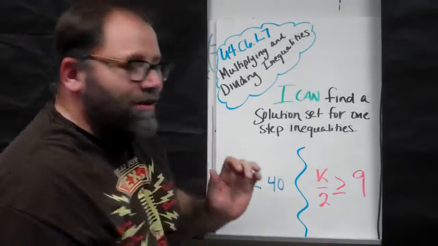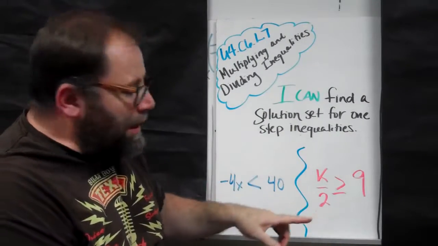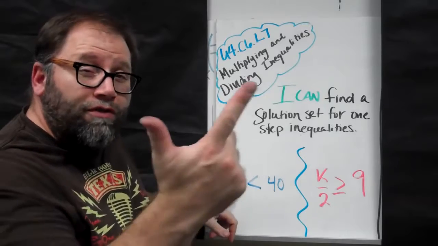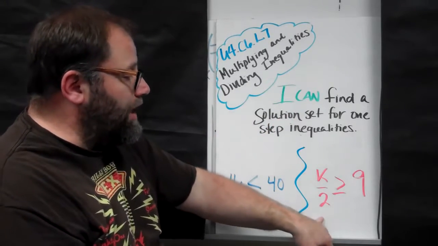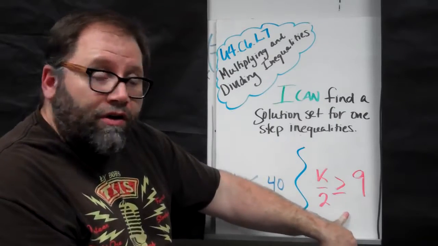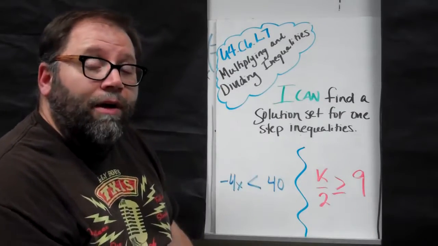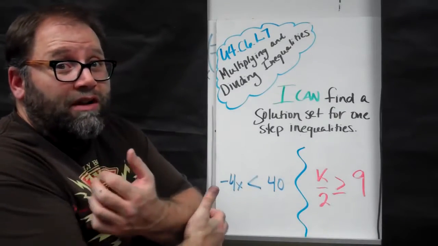All right, here's your targets. Your 2 targets problems are this. So you've got to solve, graph and then check these. Negative 4x is less than 40, or k over 2 is greater than or equal to 9. It's good to practice this, so make sure you practice well.